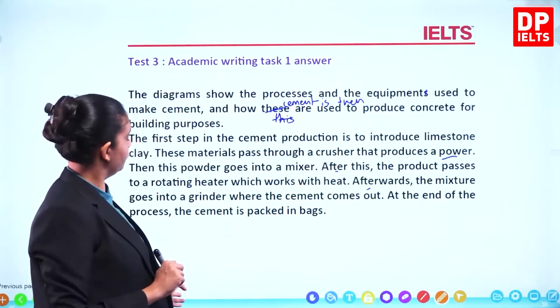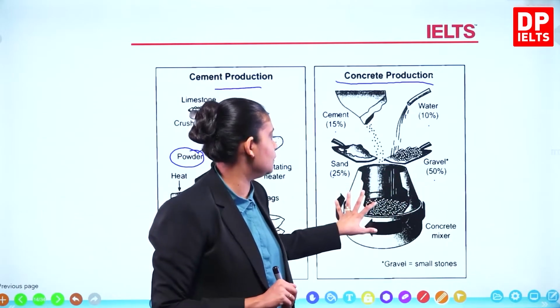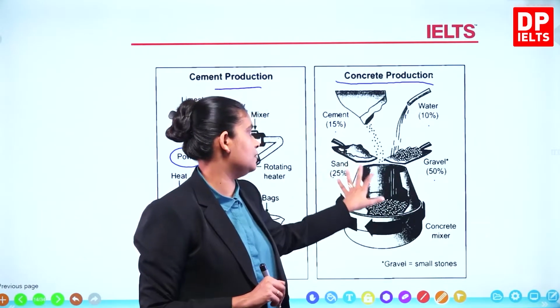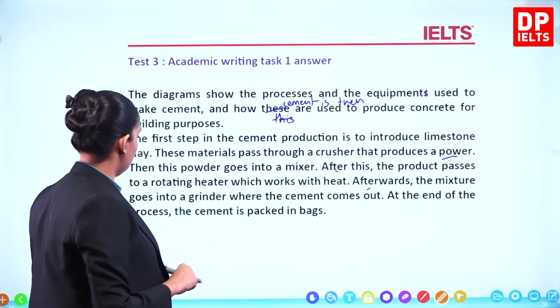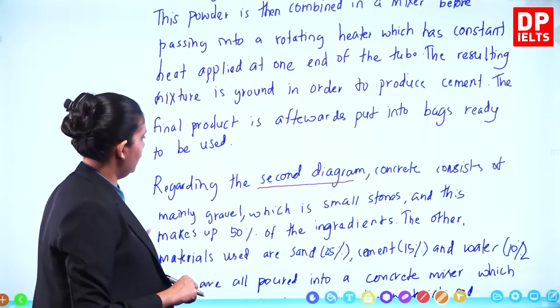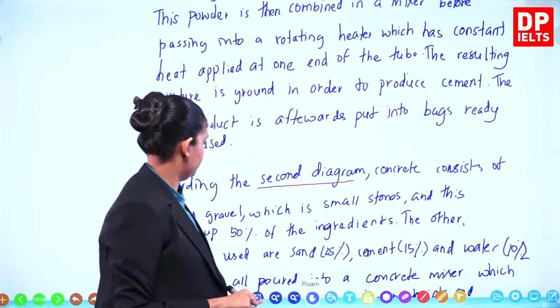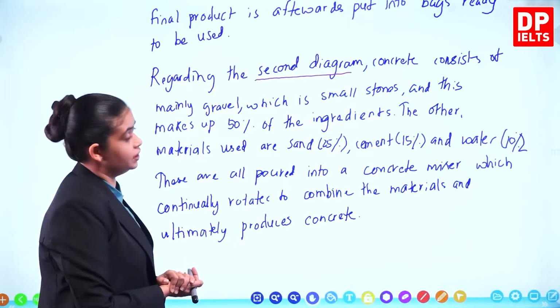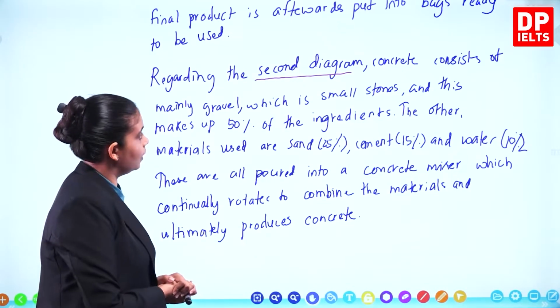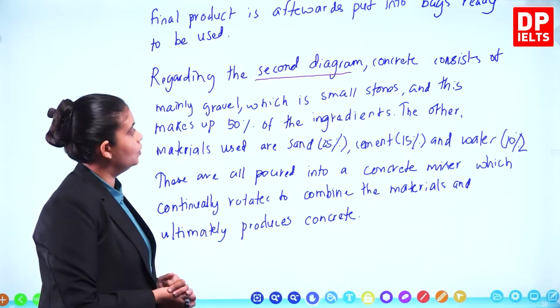So here you have gravel and sand, which have the most percentages, and then you have cement and water as well, okay? And then you talk about how cement is being made. Okay. Sorry, how concrete is being made in the second diagram.